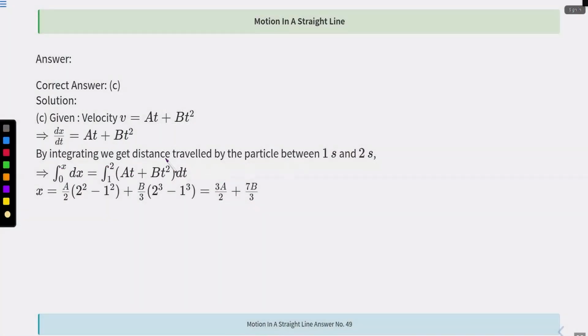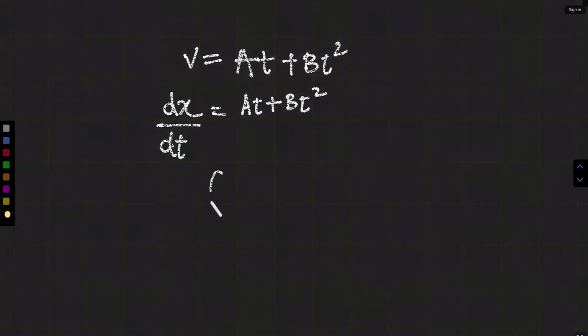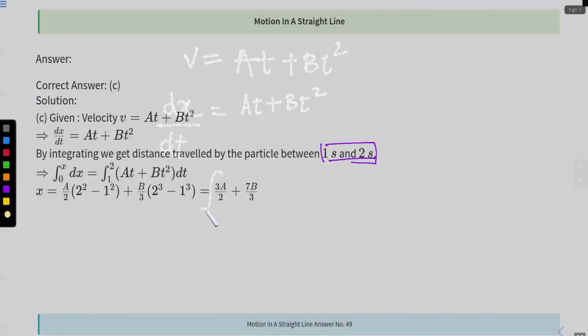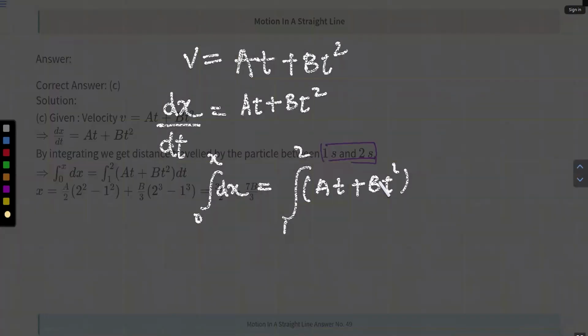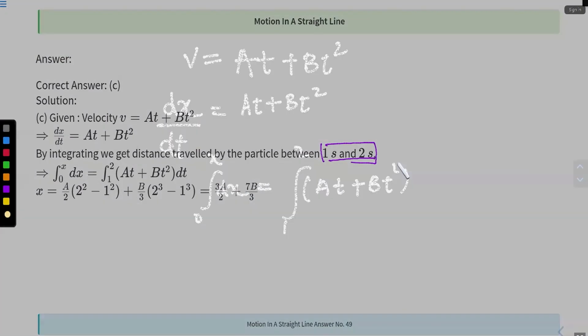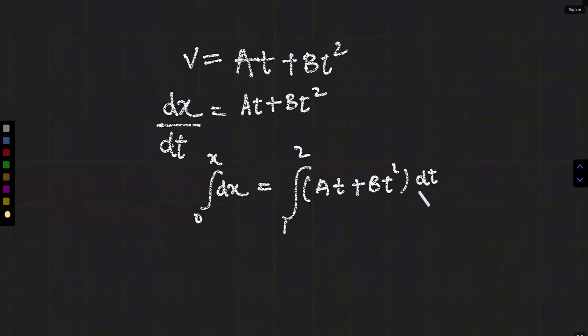Now we have to integrate. Why do we have to integrate? Because it is asking between 1 second and 2 seconds, right? So integral of 0 to x dx is equal to integral of 1 to 2 of at plus bt square dt. All right, this part is clear. Fine. Now we just have to integrate this.